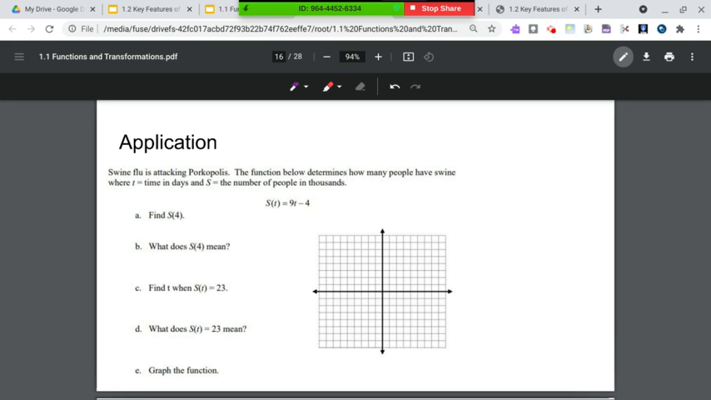Okay, this is just a little application piece, understanding functions in real life. It says the swine flu is attacking Porkopolis. The function below determines how many people have swine flu, where T is equal to time in days, and S is the number of people in thousands. What is S of 4? What value do you get when you find S of 4? Is it 32? 32.